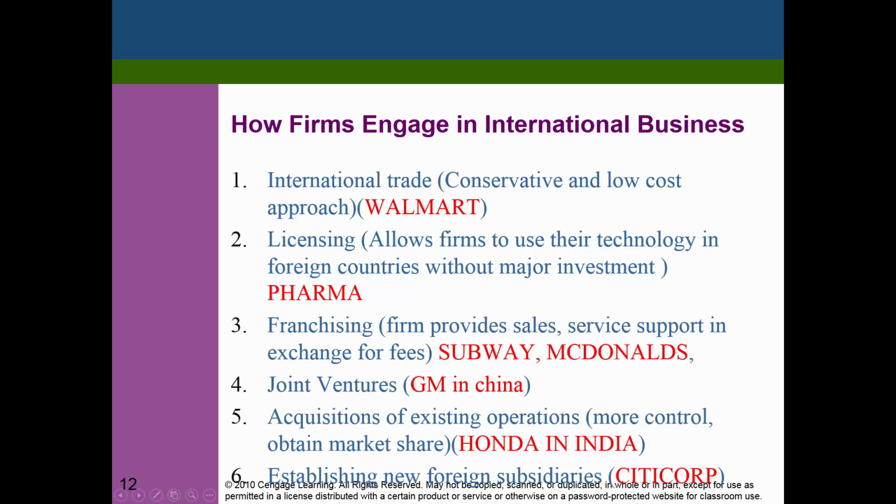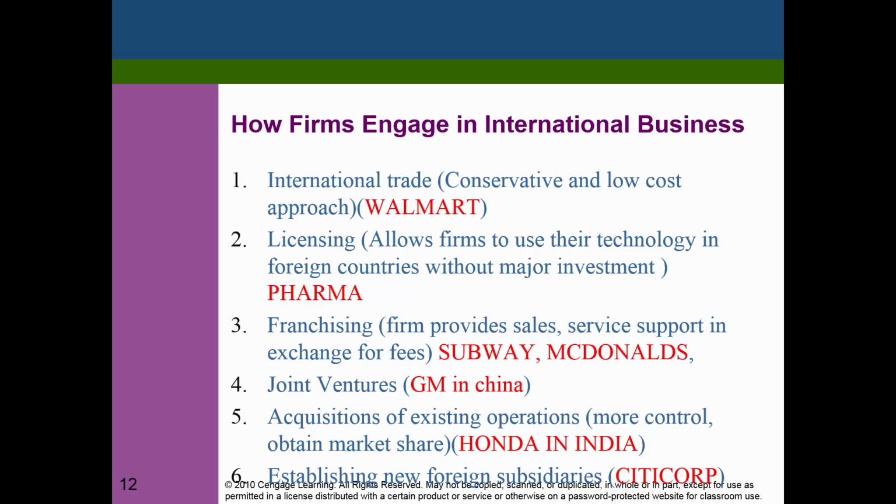Fifth way is by acquisitions of existing operations. So what does it mean? If you look at a company like Honda, when they came to India initially, they had a local partner, and that was, I think, Hero Motorcycles. But after some time, Honda was very successful, especially in selling scooters and so on.